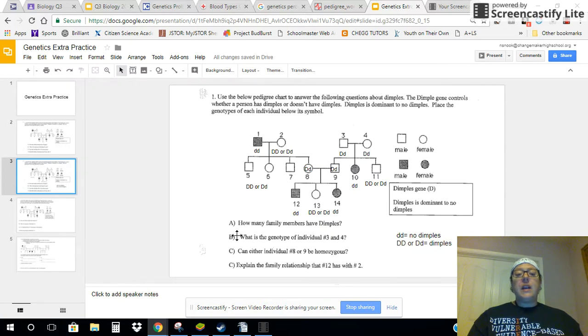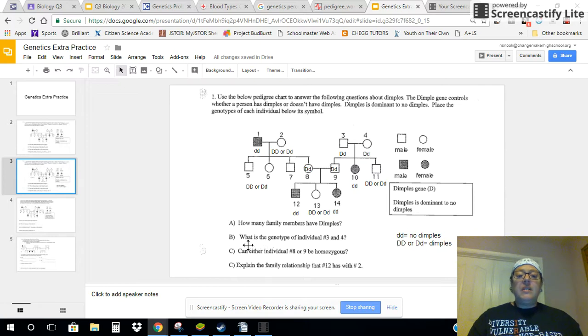So the first question says, how many family members have dimples? Well, in this case, you would count the white shapes. So 1, 2, 3, 4, 5, 6, 7, 8, 9, 10 people have dimples. If you said 4, you are incorrect only because this was showing that the ones that have the trait are white, and the ones who don't have the trait are shaded.